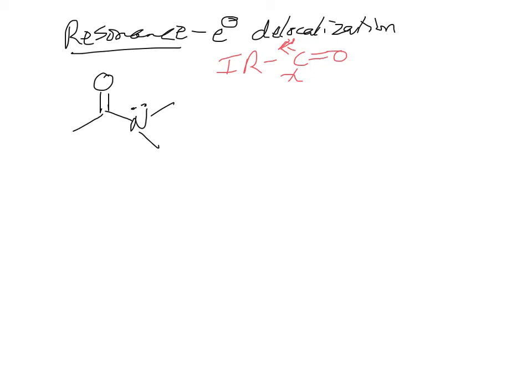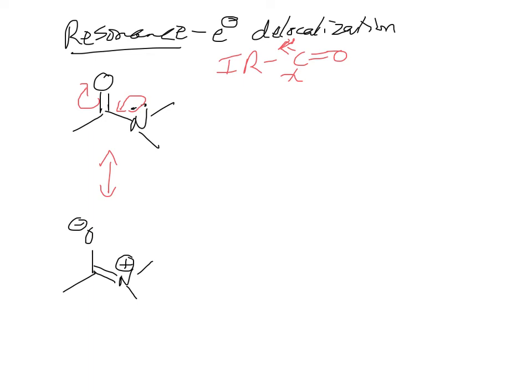With an amide, the most important factor is resonance, right? Which means this nitrogen is delocalizing its lone pair towards this carbon-oxygen pi bond. So that means this molecule exists like this as well. It exists like this as well. So what that means is this C double bond O sometimes is more like a CO single bond. So how is that going to affect the frequency of the wave number?